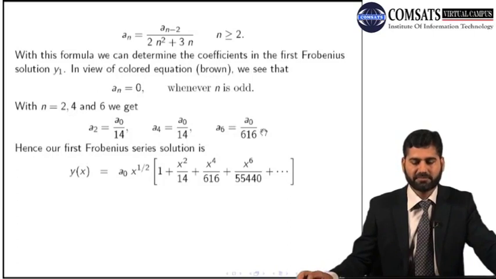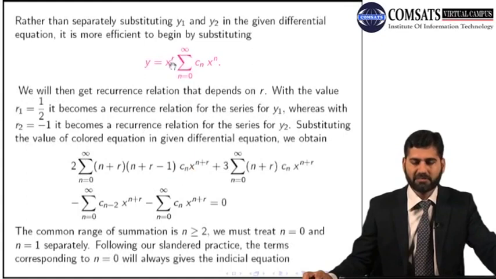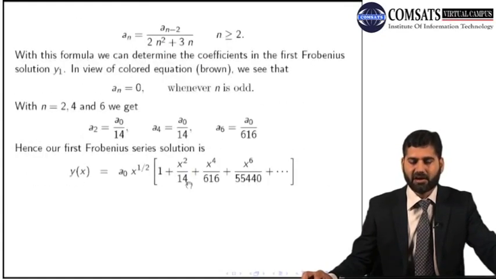Now what will be your solution then? y(x) will be, because every coefficient has a_0 in common, so I brought a_0 out. x to the power 1/2 is written because r is 1/2, and the sum of a_n x^n. And all the odd coefficients are missing because they are 0. Even coefficients will give you this solution. So you got one solution, which is y1(x), a_0 x to the power 1/2, and this thing.